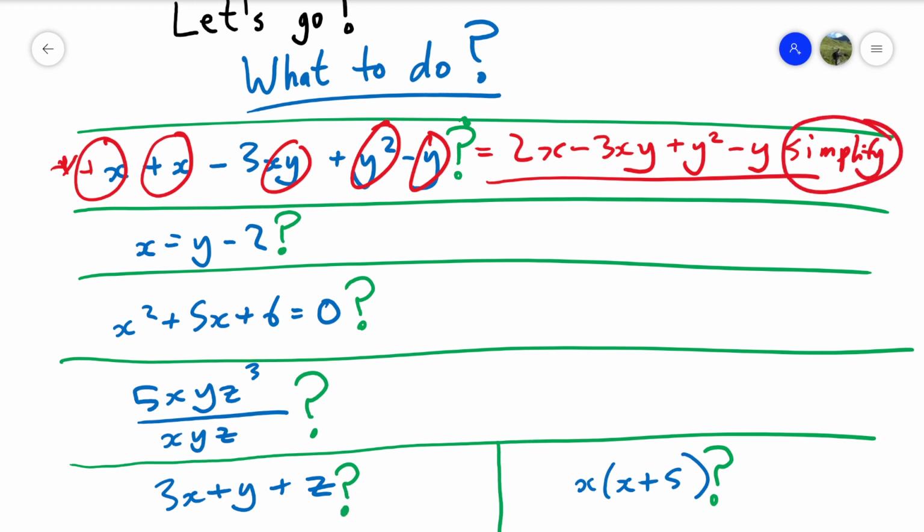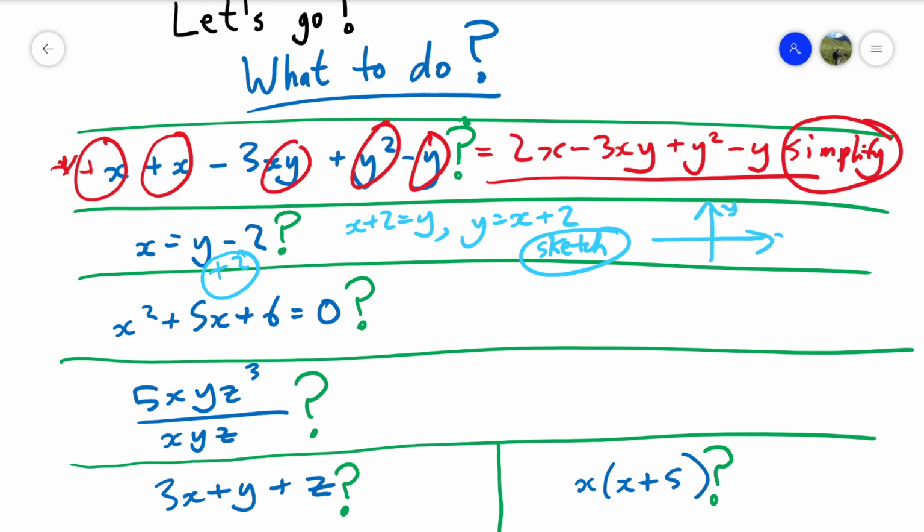Let's do the next one in a different colour. What about the next one? It's one equation, two unknowns. Wait a sec, I recognise this. If I add 2 to both sides, I end up with x plus 2 equals y. I just said that wrong. y equals x plus 2. So I could sketch it. It's a graph. So let's just do a quick sketch. I'll do the graph in a different colour as usual. There we go, passing through 2.